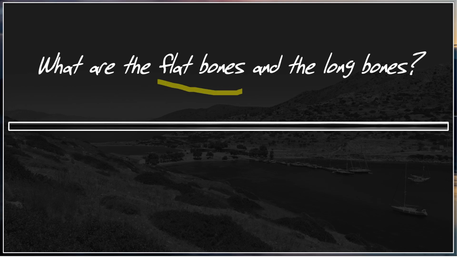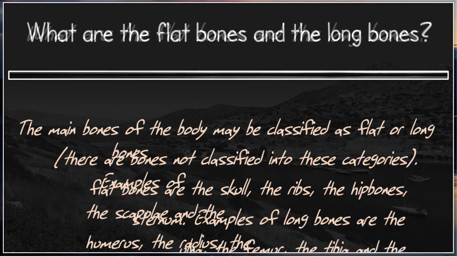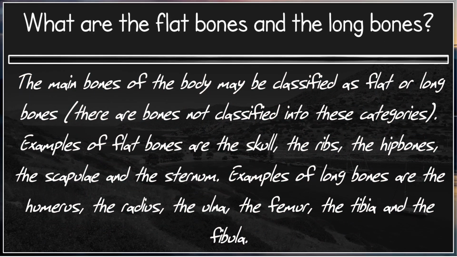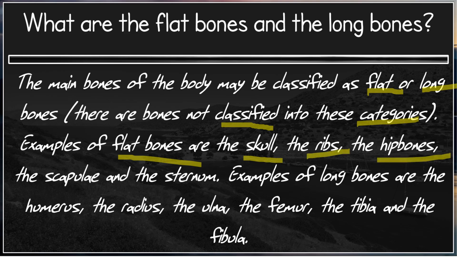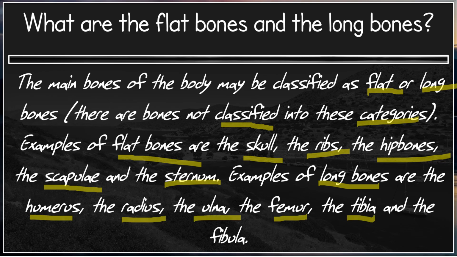What are the flat bones and the long bones? The main bones of the body may be classified as flat or long bones. There are bones not classified into these categories. For example, flat bones of the skull, the ribs, hip bones, scapula, and sternum. Examples of long bones are the humerus, radius, ulna, and the femur, tibia, and the fibula.